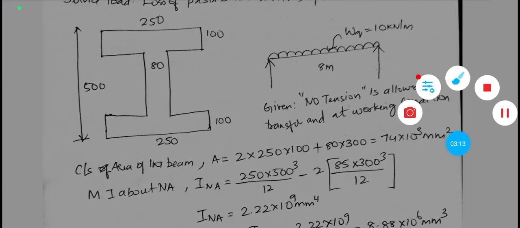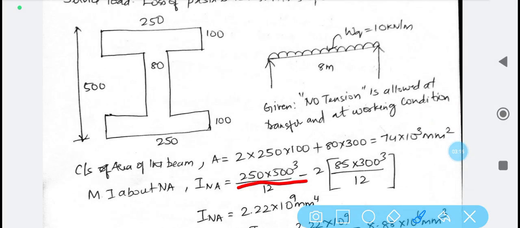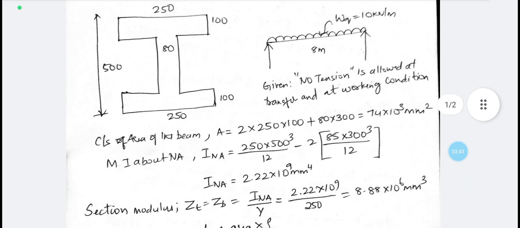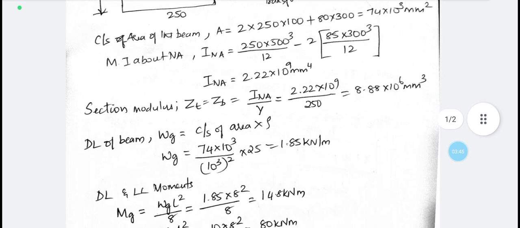It is shown that 250 by 500 cube divided by 12 is nothing but the moment of inertia of the whole rectangle, minus 2 into, 2 is nothing but there are two rectangles. This is one smaller rectangle. If we deduct these two rectangles by calculating suitably, we can easily obtain the moment of inertia. So the final moment of inertia is 2.22 into 10 power 9.